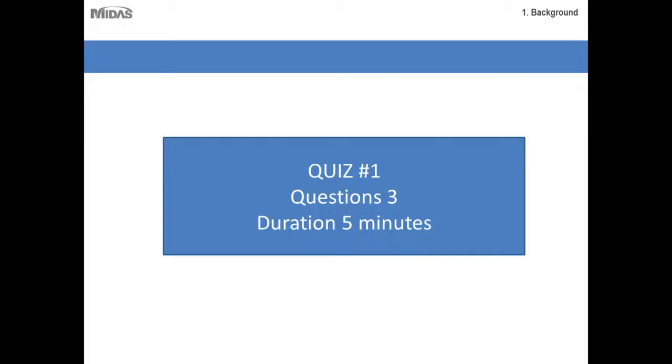So now I'll initiate our quiz number 1, where you'll have 3 questions, 5-minute duration. Do read the questions carefully before answering, because we'll have different types of questions. Either pick one or pick all that apply. So do read them carefully.